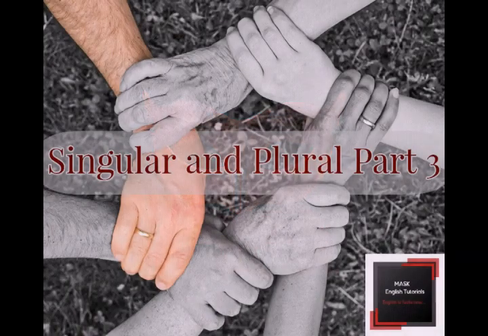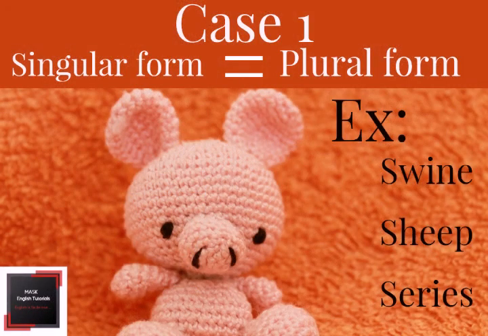Today, I'm going to teach you the exceptional cases in singular and plural. Case 1. Some nouns have the singular and plural forms alike. Examples are swine, sheep, and series. These words are used in the same way in both singular and plural forms.